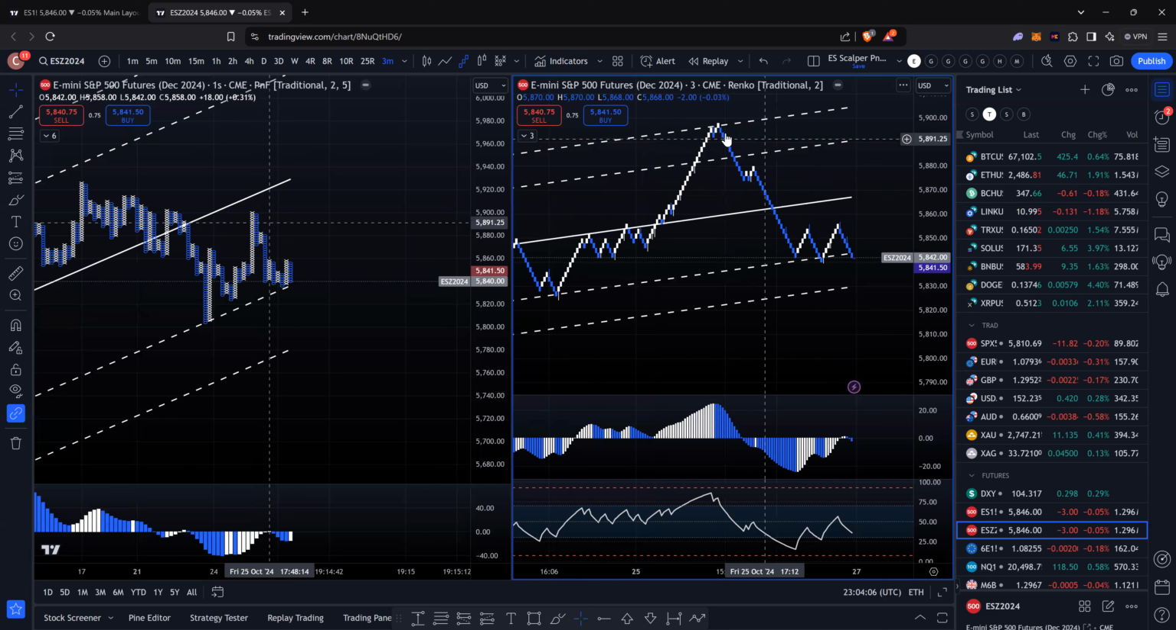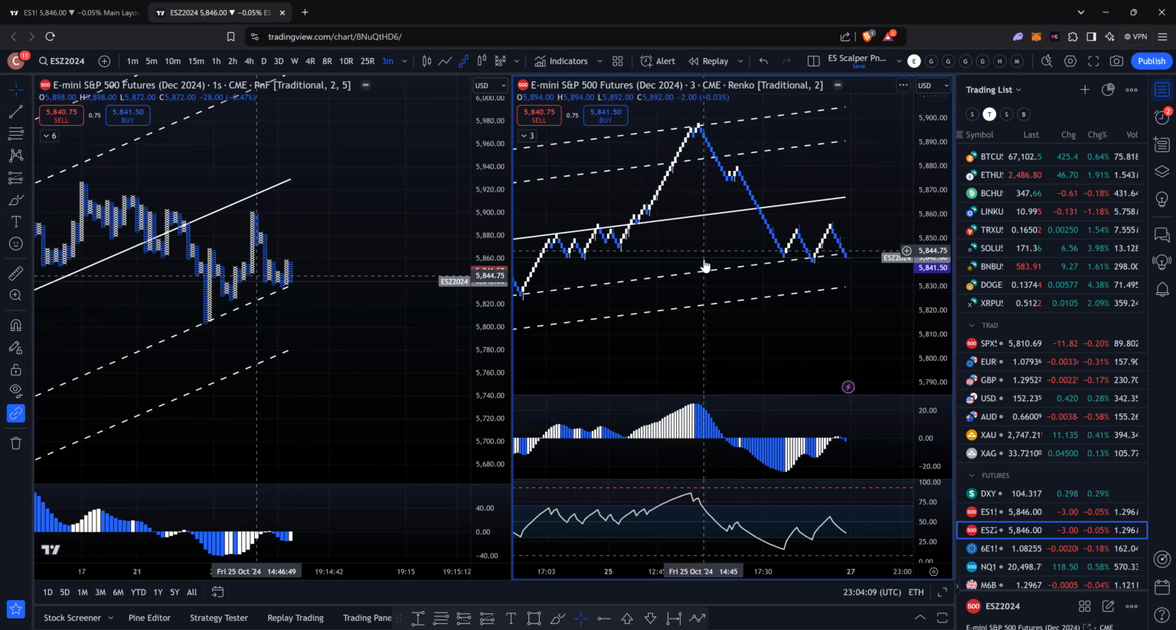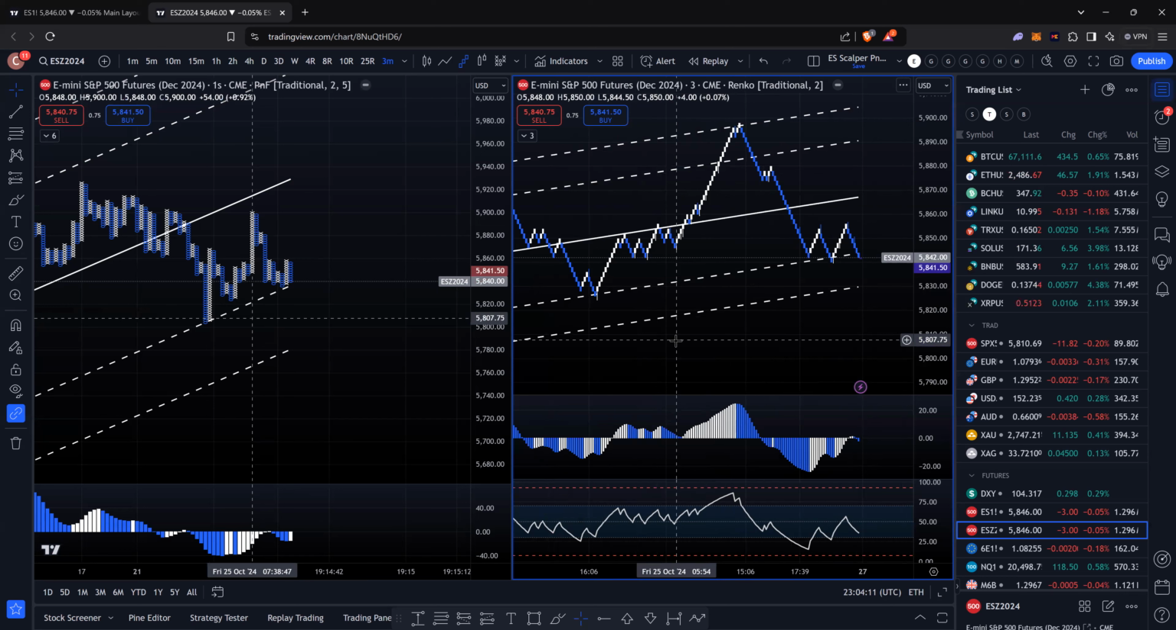So it's definitely spread out more on the Renko side. Renko kind of gives you a window, a little bit finer detail into what's going on, while the point and figure chart is a bigger picture view.